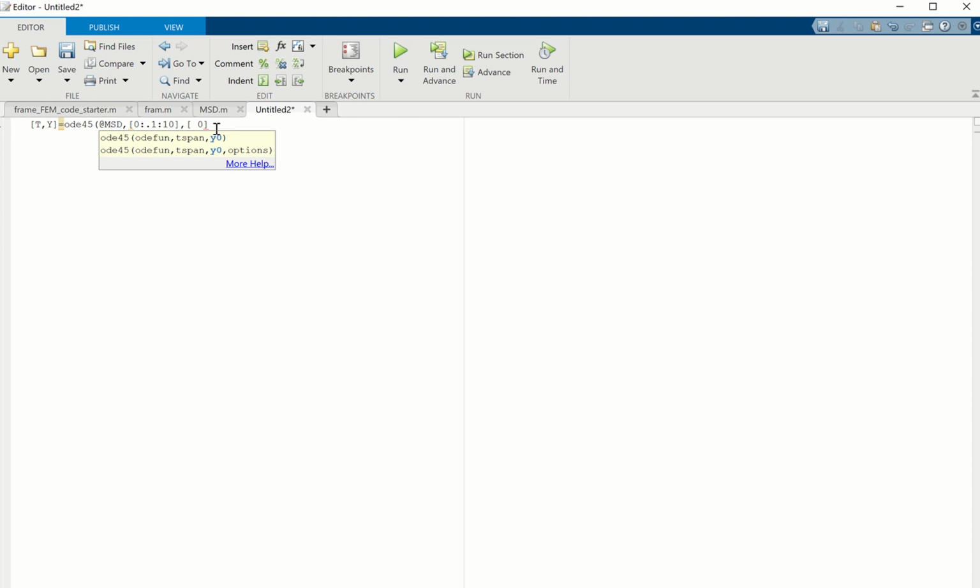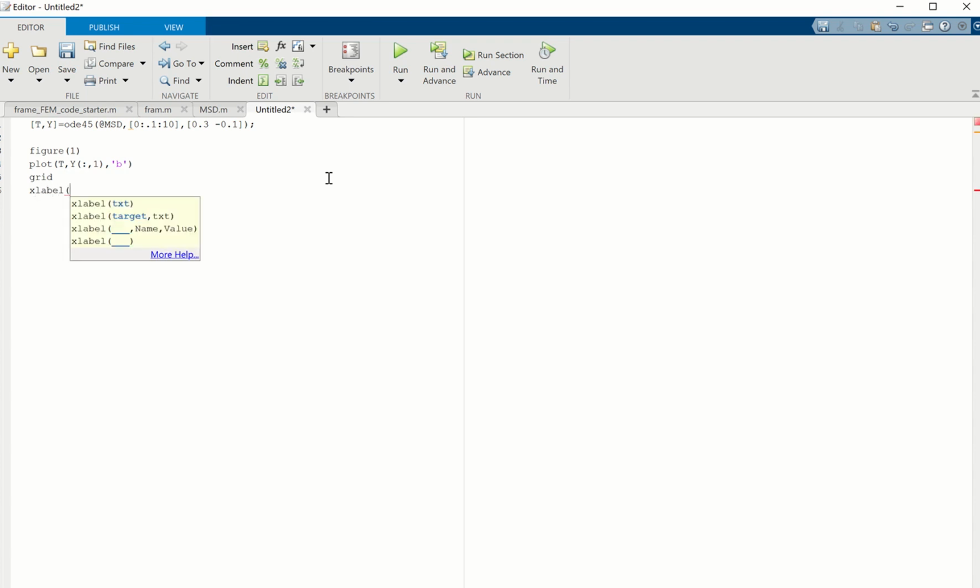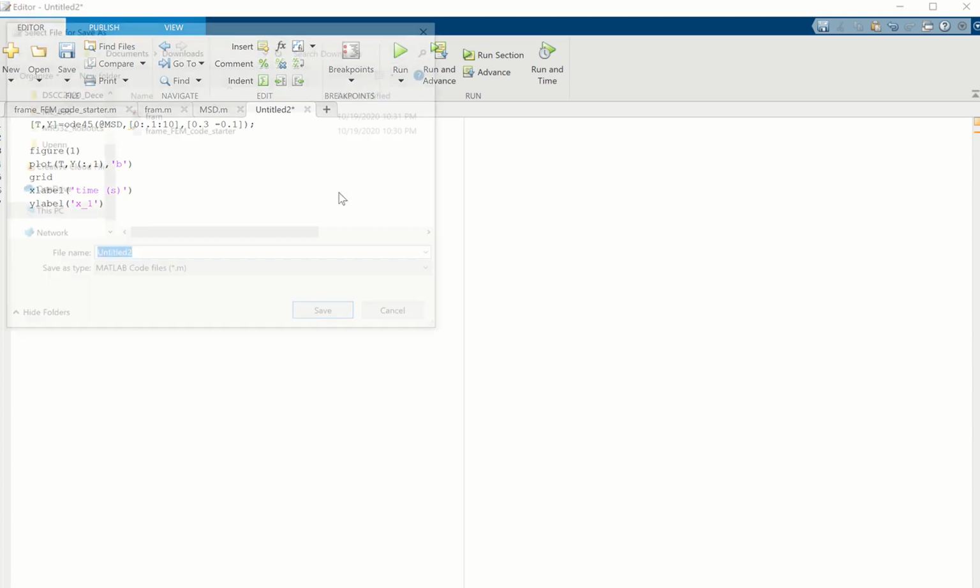No, let me say it is 0.3 and minus 0.1, because we want to send the system back to the origin. I'm going to teach non-zero reference trajectory and set point later, but this will send it back to there. Now figure one: I'm going to plot T and X1, all rows of the first column, in blue. I'm going to say grid, and the X label is time in seconds, and the Y label is X1.